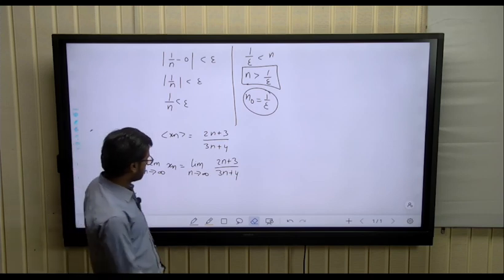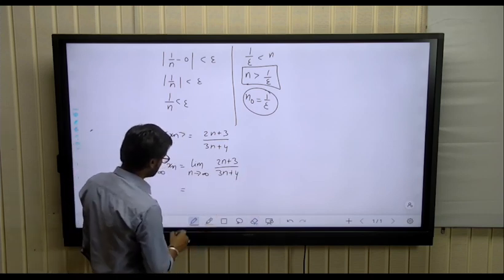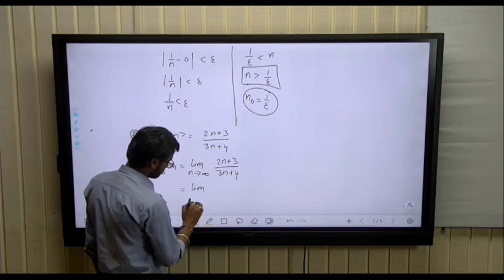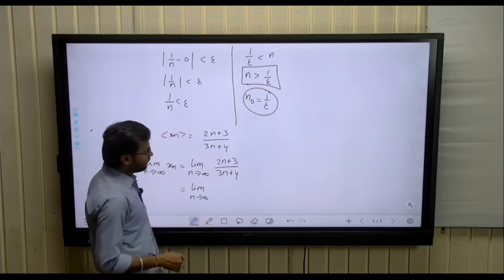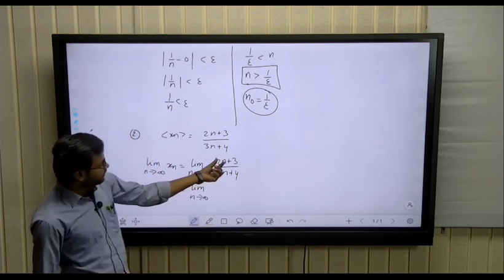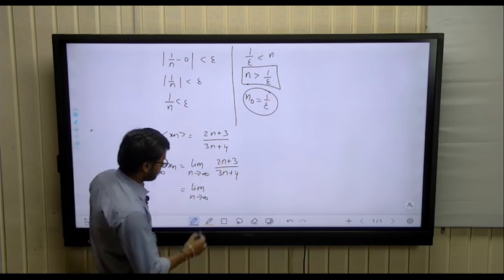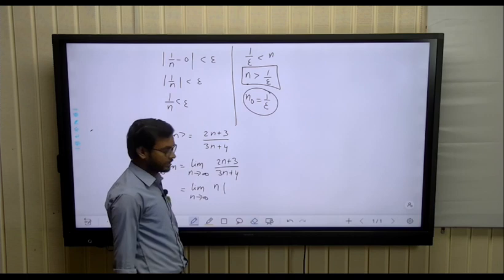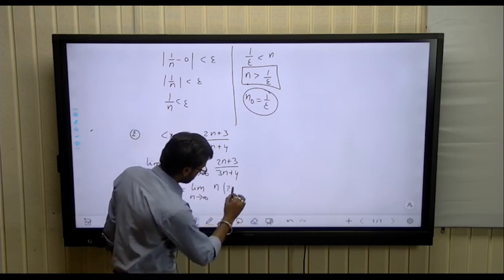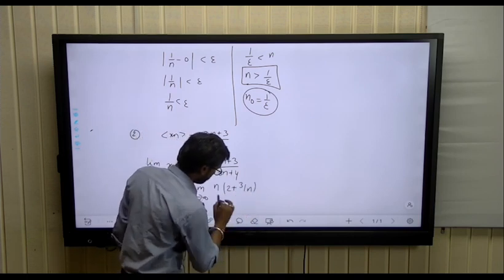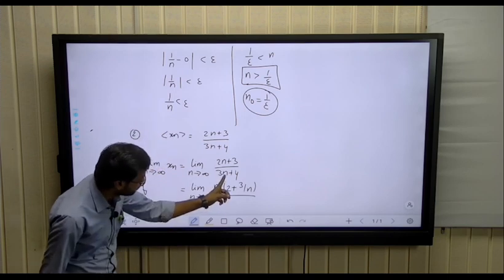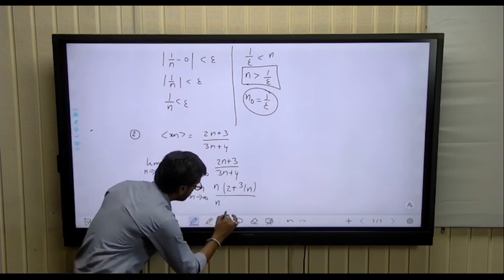Now we solve it. If we solve it, we see that we take n common from here, and 3 upon n. Also we take n common from here. So what happens?